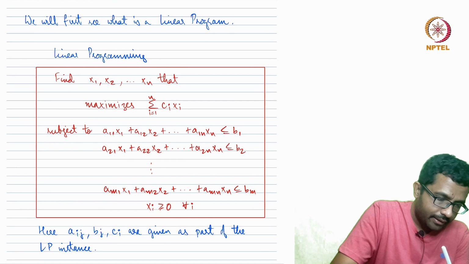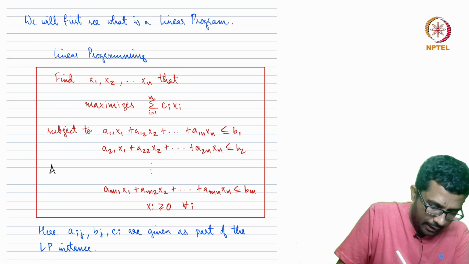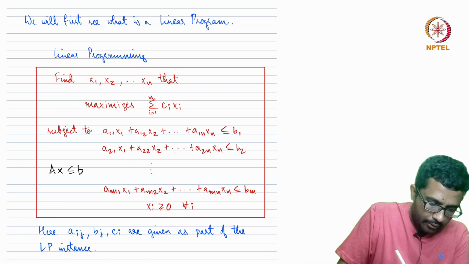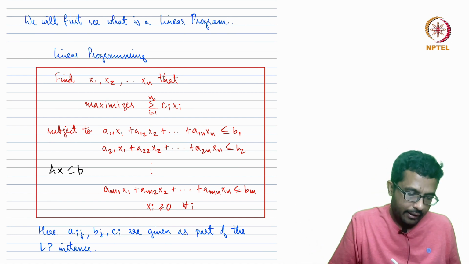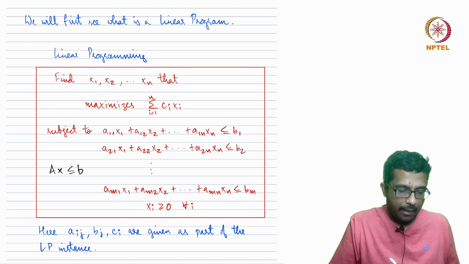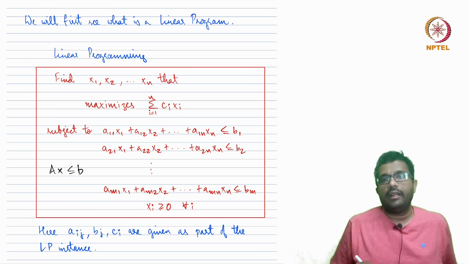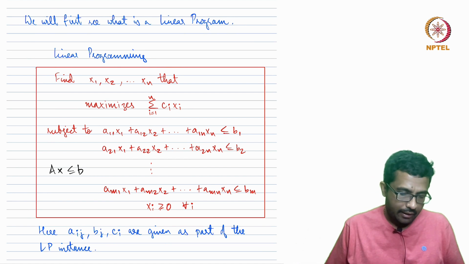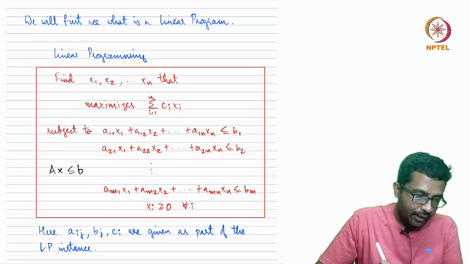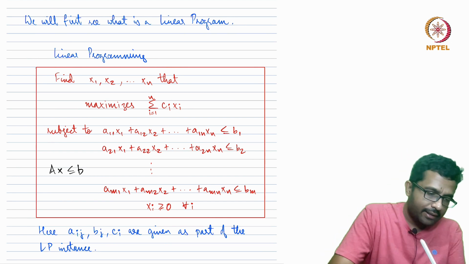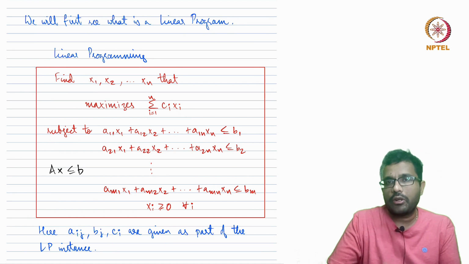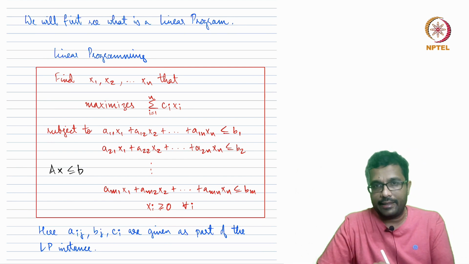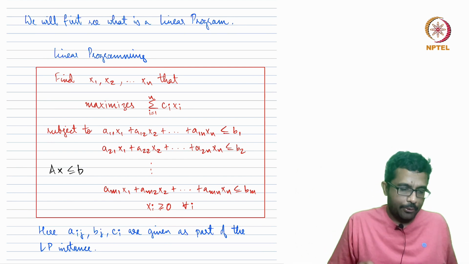Sometimes it is represented in the matrix form. So A, which is a matrix, times x, which is a vector of the variables, is less than or equal to another vector b. A is an m by n matrix, x is an n by 1 vector, and b is an m by 1 vector. And these are linear constraints, and the thing that we want to maximize is also expressed in the linear form. So it is the summation of ci xi. This also can be written as the dot product of the two vectors c and x. So this is a linear programming setup.